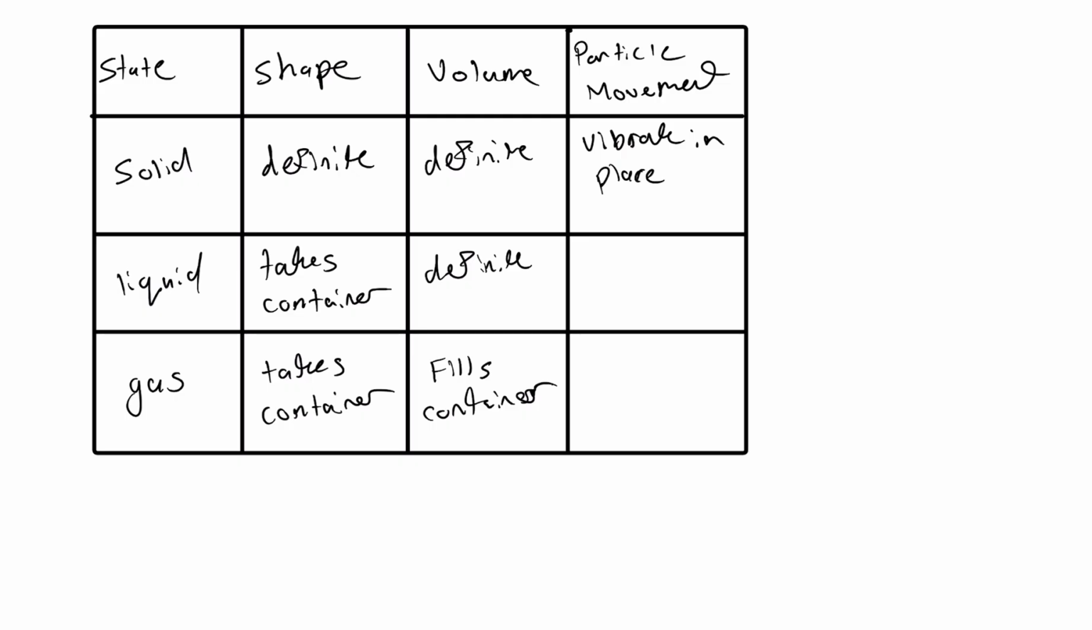And then for a liquid, if the shape takes the container but it has a definite volume, the particles will probably move a little bit more than in a solid, but probably less than in a gas, right? So in a liquid, we say that the particles slide past each other. And then in a gas, the most freely moving, we say that the particles move freely. And this is because they have no definite shape or volume.